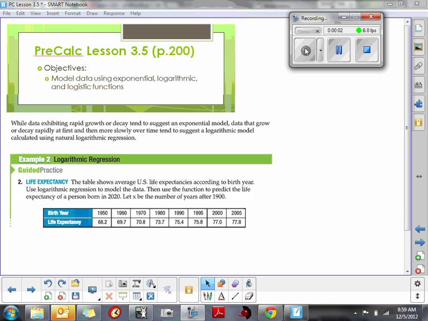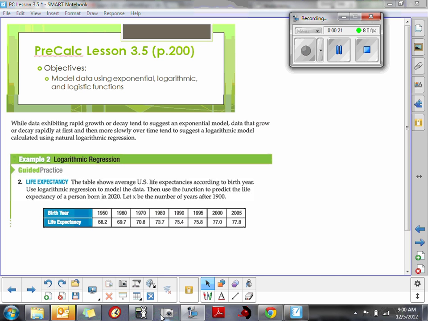In example number 2, what we're going to do is model some more data. This time we're going to model it with a logarithmic function. So we're going to look at how we predict which one's going to be logarithmic and which one's going to be exponential. And again, it's by the shape of the graph. What kind of growth are we seeing when we look at our scatter plot?